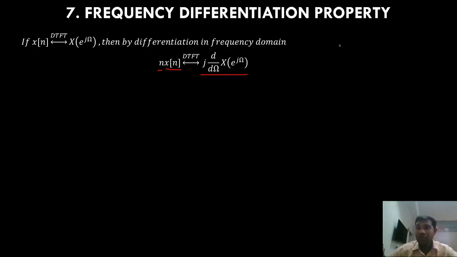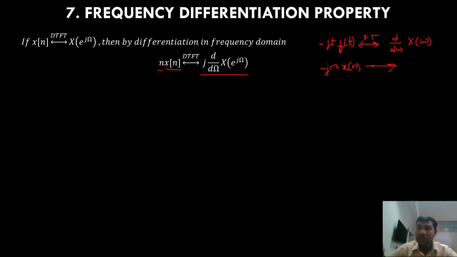If you remember, for a continuous time signal, differentiation of X of omega had the time domain signal like this: minus jt into f of t. Now this is also the same. Instead of t, I have n, and instead of f of t I'm just writing x of n.